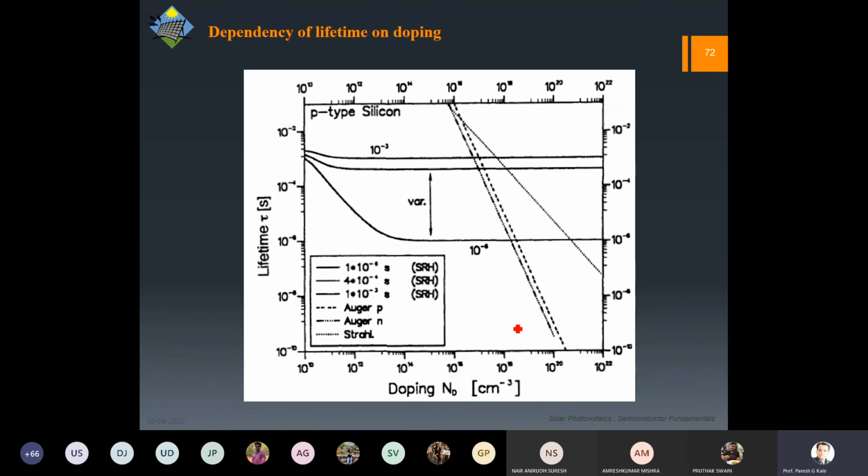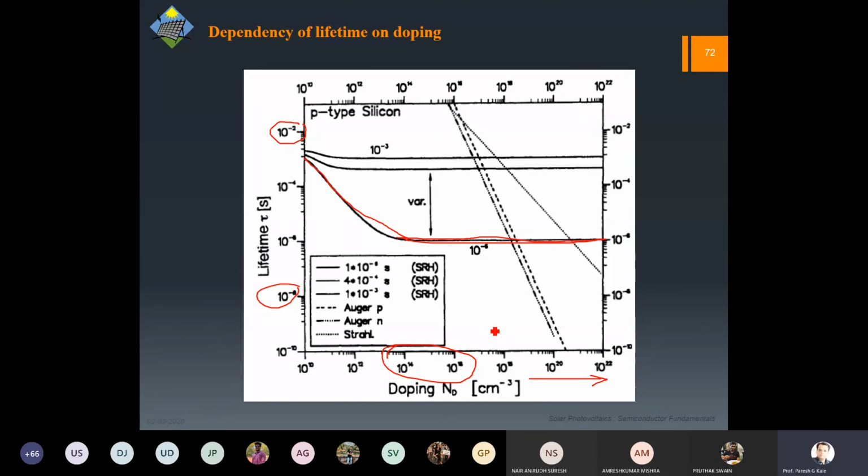So you can see over here that the lifetime is very high. 10 raised to minus 2 is very high, 10 raised to minus 6 is very low. So you can see that here this is high, and then it becomes almost constant, and that happens somewhere around 10 raised to 14 to 16. And that is why there is no point in having more doping, because even if you dope it, it is not going to increase the number of carriers. Rather, you will simply increase the recombination.